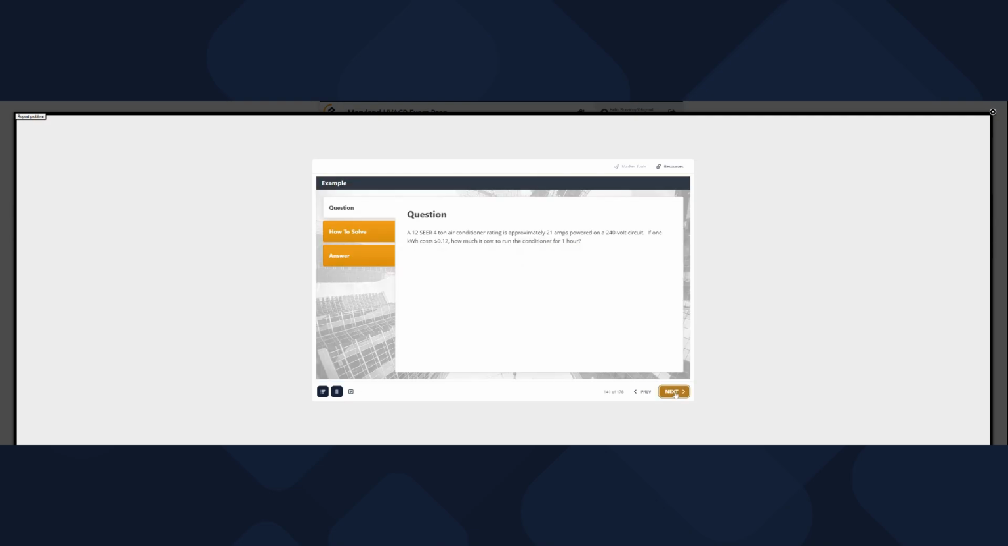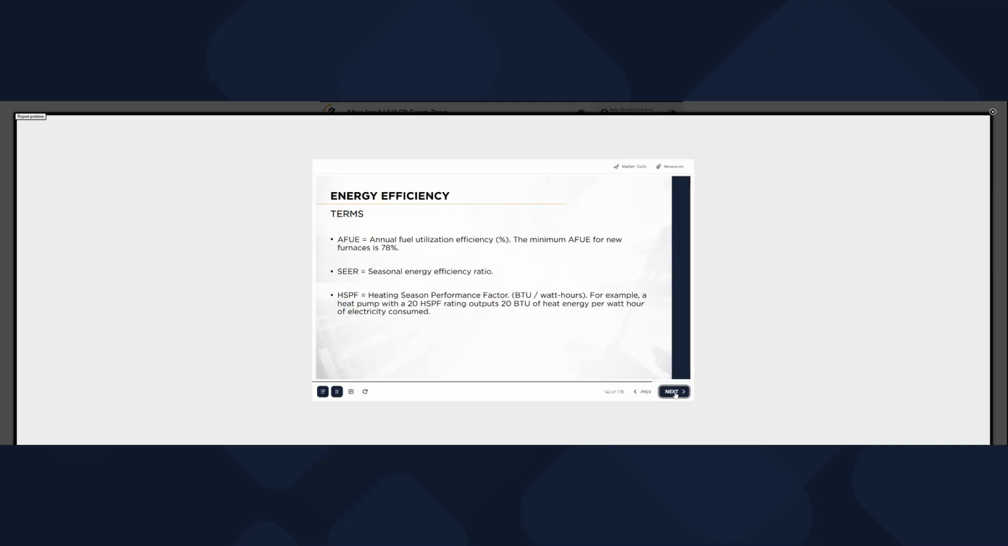Let's work through another example. Click the next button or on each tab for energy efficiency terms. AFUE means annual fuel utilization efficiency. This is expressed as a percentage. The minimum AFUE for new furnaces is 78%. SEER means seasonal energy efficiency ratio. It is the average number of BTUs an air conditioner will produce for each watt. A good SEER rating is typically 14 or higher. An air conditioner with a SEER of 14 will produce 14 BTUs per watt input.